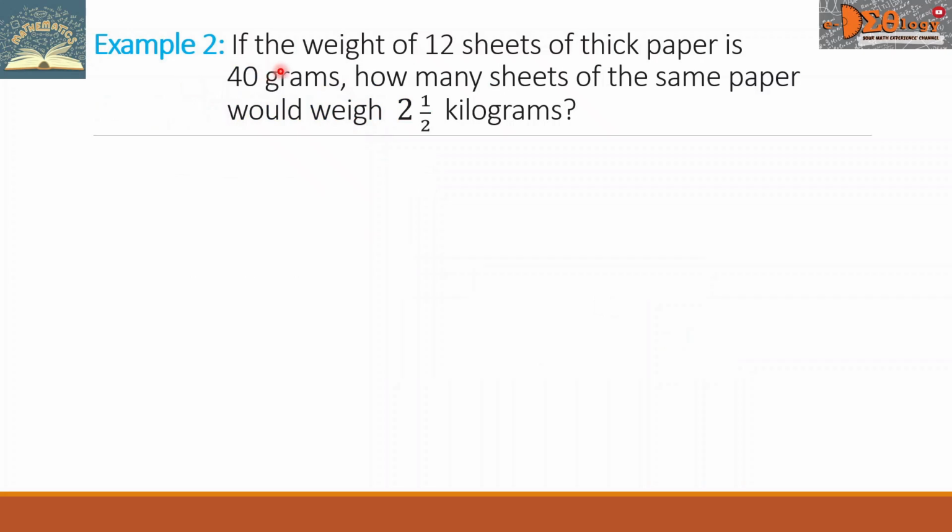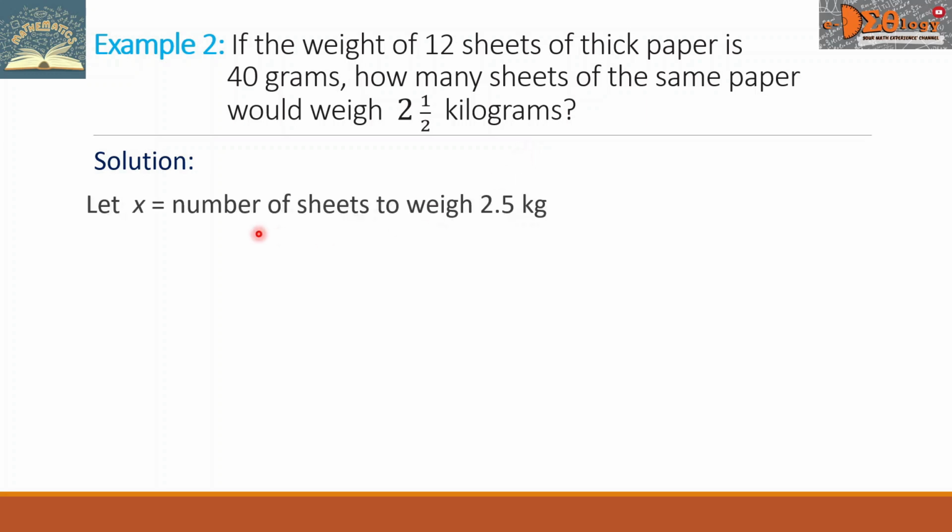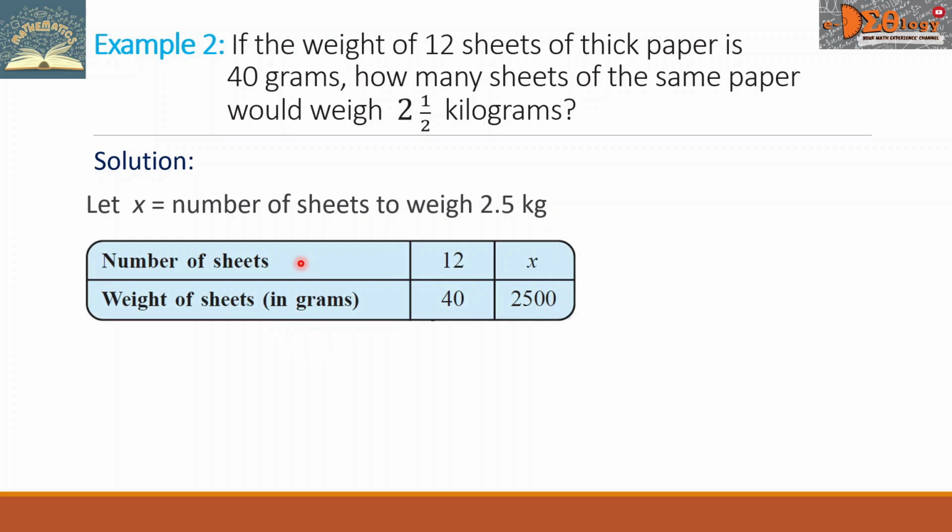Example 2. If the weight of 12 sheets of thick paper is 40 grams, how many sheets of the same paper would weigh 2.5 kilograms? We let x be the number of sheets to weigh 2.5 kg. Putting this on a table, for the number of sheets, we have 12 corresponding to 40 grams. For the next column, we have x for the number of sheets corresponding to 2,500 grams. This is the value for the 2.5 kg.